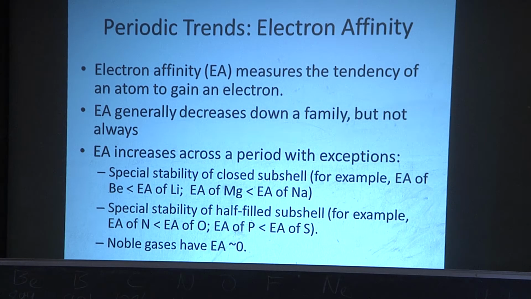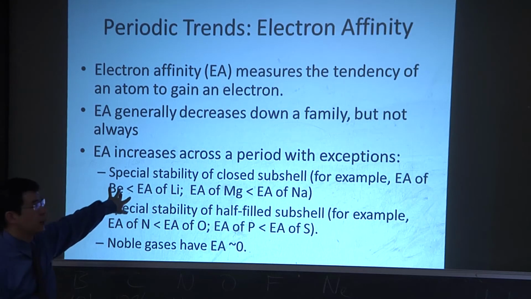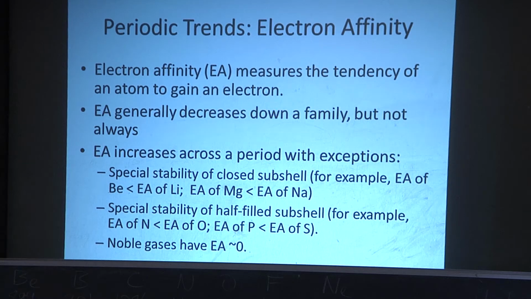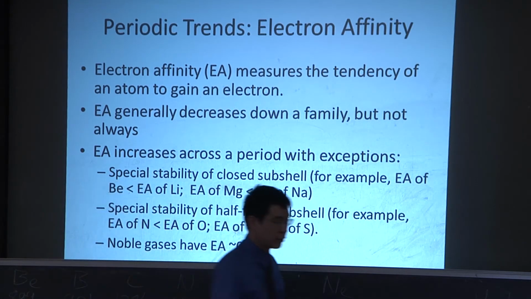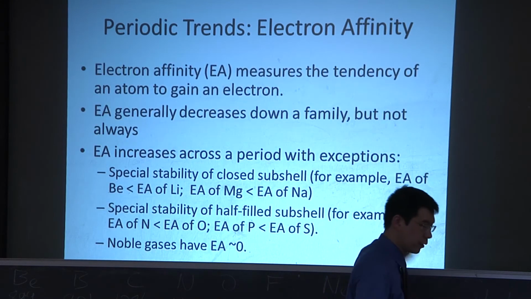So, for example, the electron affinity of beryllium is less than that of lithium. Because beryllium is 2s2, it has a closed subshell. Lithium is 2s1. If it gains one more electron, it's going to have a closed subshell. So lithium likes to gain its electron to get to the closed subshell. Same thing for the half-filled.